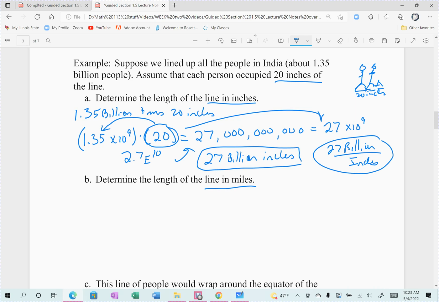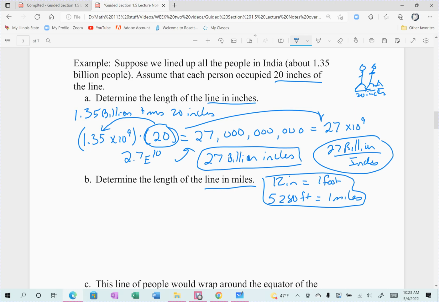It's in inches, so we want to ask, what is that in miles? What would 27 billion inches be in miles? Now we have to do one of our conversions. Remember, there's not a direct conversion between inches and miles, so you have to go inches to feet, and then feet to miles. There are 12 inches in 1 foot, and 5,280 feet per 1 mile. You can look those up on the conversion table.